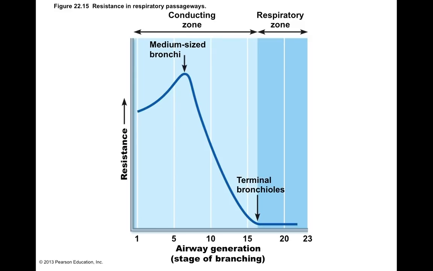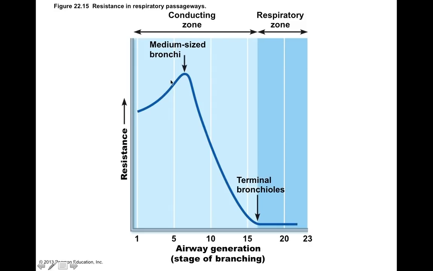Because if you're in fight or flight and you need more airflow, that way you can keep your oxygen levels up to keep your metabolism up in order to fight or flight, right? You want to have good airflow, right? So what you can do then is your sympathetic nervous system can relax the smooth muscle in these medium-sized bronchi, and this resistance can actually lower.